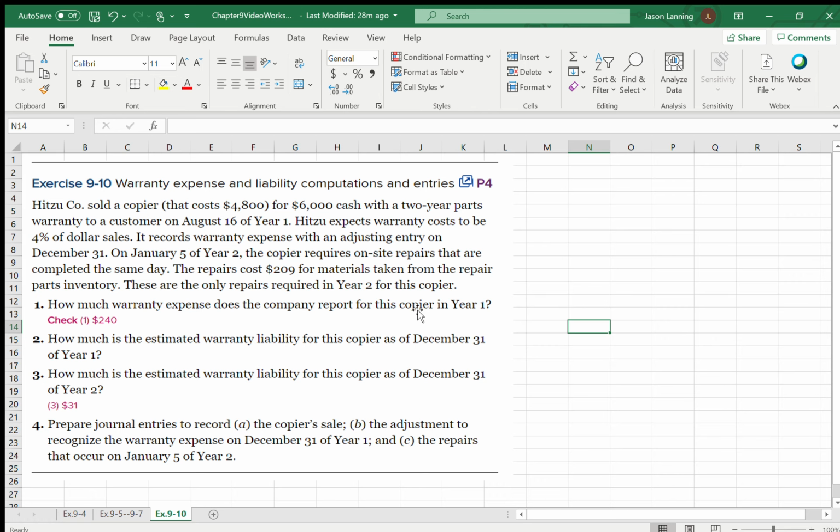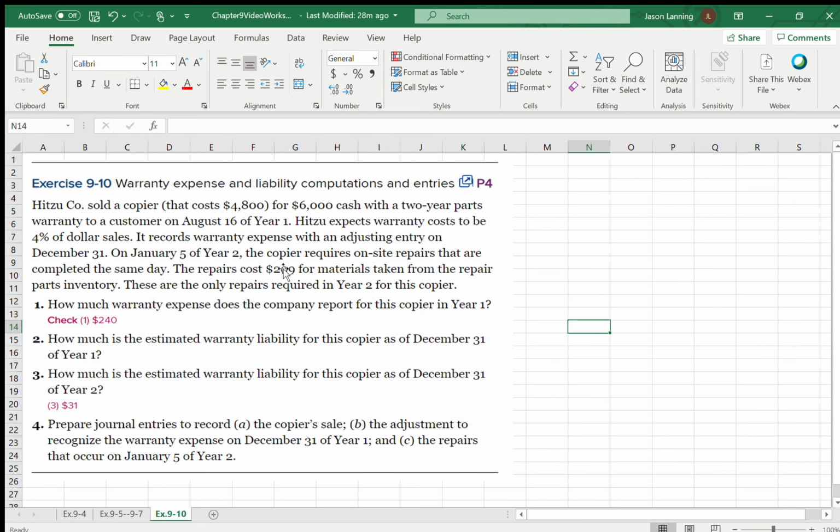And in this case, we have Hitsu Company selling a copier. It cost them $4,800. They sold it for $6,000 cash, with a 2-year parts warranty, to a customer on August 16th, year 1. They expect the warranty cost to be 4% of dollar sales. They record warranty expense in an adjusting entry on December 31st.